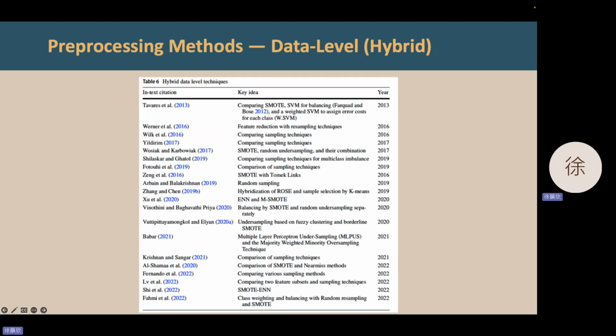So Table 6 introduces hybrid data level techniques. For example, some studies might use SMOTE to increase the minority class and also use random undersampling to decrease the majority class.